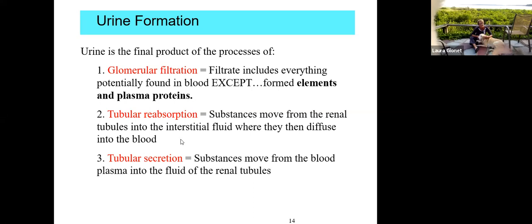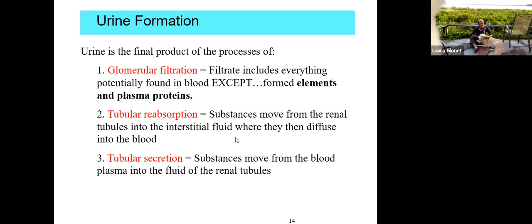All right, we can either reabsorb material, which are substances moved from the renal tubules into the interstitial fluid, where they then diffuse into the blood. So even though a lot of molecules get through that filter, we don't necessarily want to throw them out, because the filter is designed to just separate things by size, not by whether we really want to get rid of them or not. So once we produce the filtrate in the proximal convoluted tubule, it gives us an opportunity to take back and reabsorb molecules we don't want to get rid of.